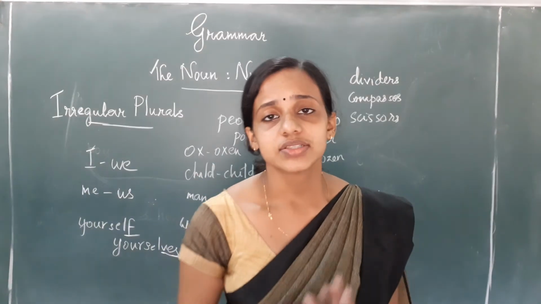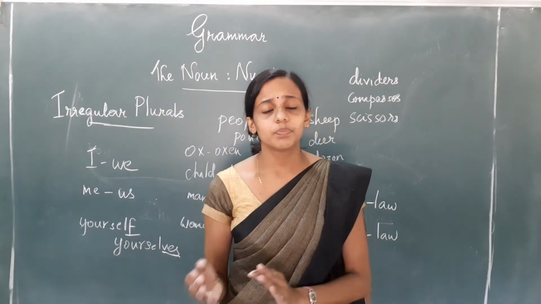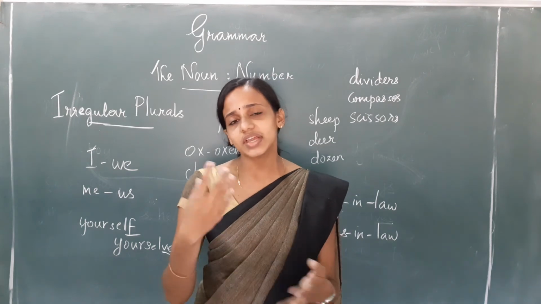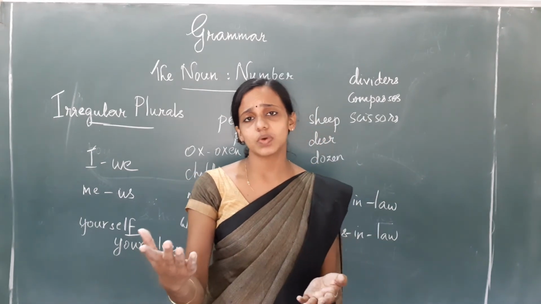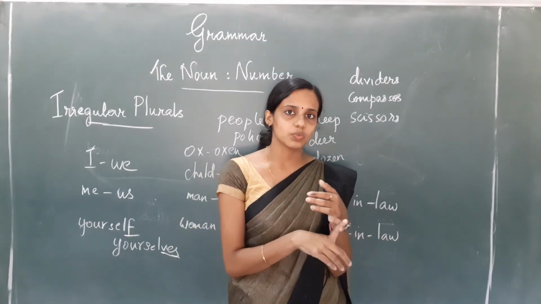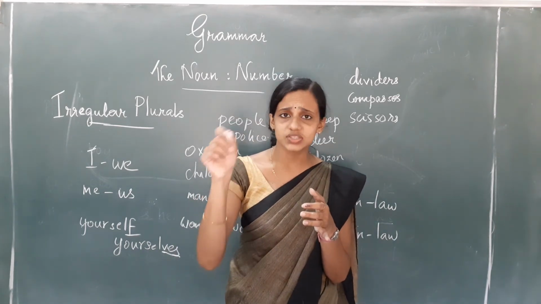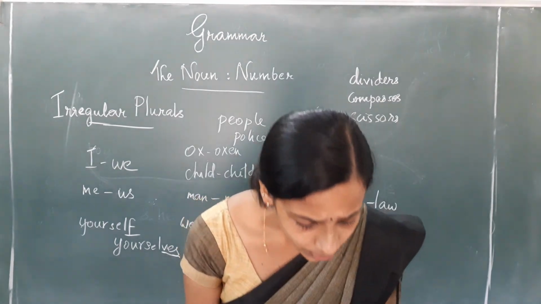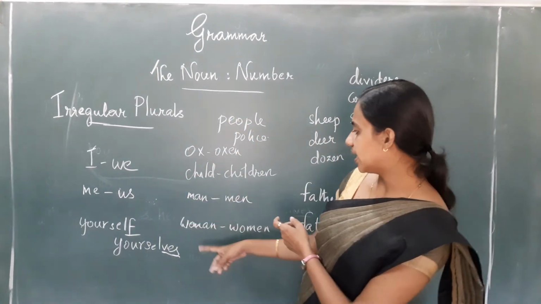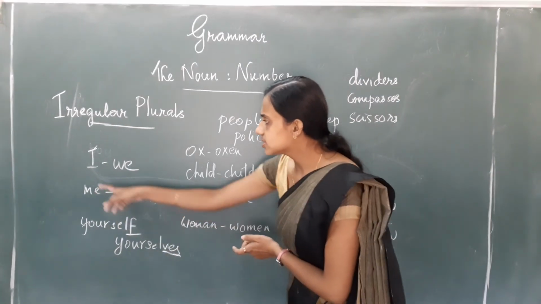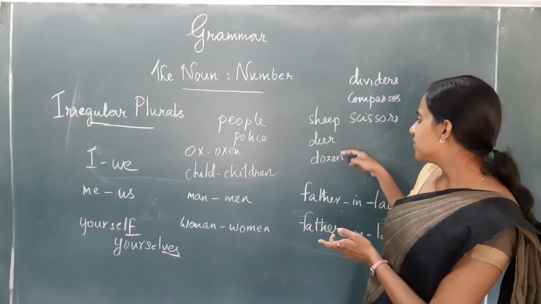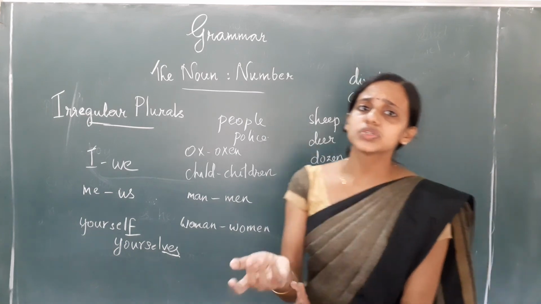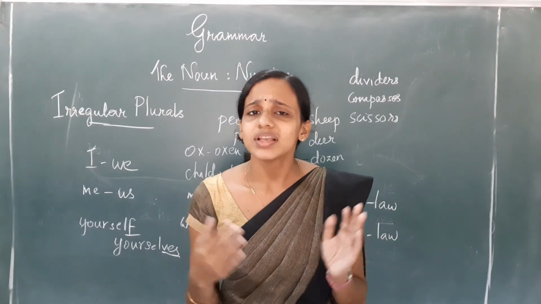Okay, is that clear? So in plural forms, there are singular and plural forms of nouns. There are regular plurals and irregular plurals. In regular plurals, you have seen we are putting S and ES. We are changing F into V and in the case of words ending with Y, if the letter before Y is a consonant, we change the Y into I and put ES. If the letter before Y is a vowel, we just put S. Everything is clear. Now, in irregular plurals, there are ox, oxen, child, children, man, men, woman, women, father-in-law, fathers-in-law, yourself, yourselves, I, we, me, us. Then these words, sheep, deer, only have a singular form, they don't have any plural form. Dividers, compasses, scissors, news, politics, mathematics, etc. don't have any singular form. Is that clear for you?